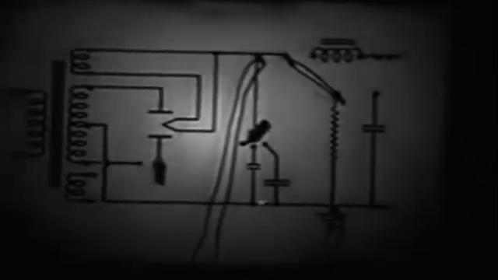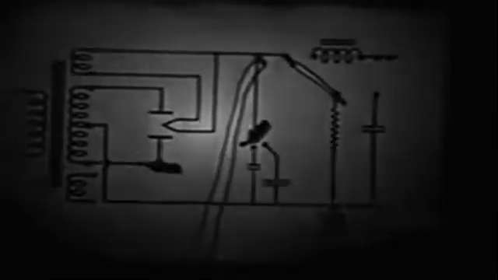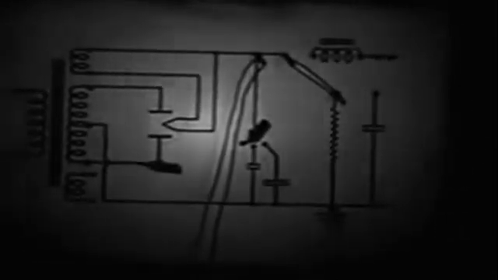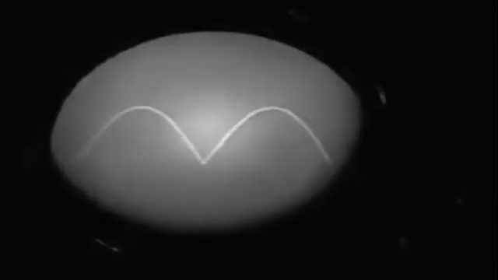Let's hook up the transformer and rectifier to get full wave rectification and again check with the oscilloscope. The pattern shows that we are using both halves of the alternating current wave and that our direct current now pulses 120 times a second.